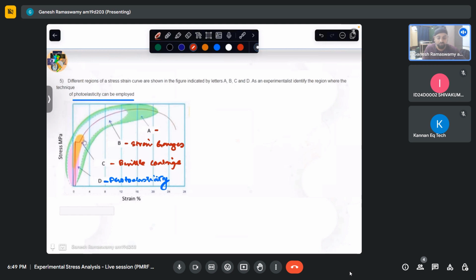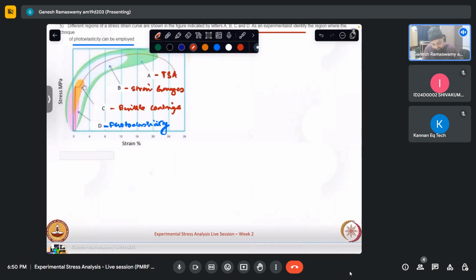And other than that, there are many references that are given in the lecture. So if you do want to explore more of that, you are free to refer to them. So this is thermoelastic stress analysis, TSA. Anyway, as for this question, it is asked that as an experimentalist, identify where the technique of photoelasticity can be employed. This we have identified as D, which starts from zero stress to the elastic limit.